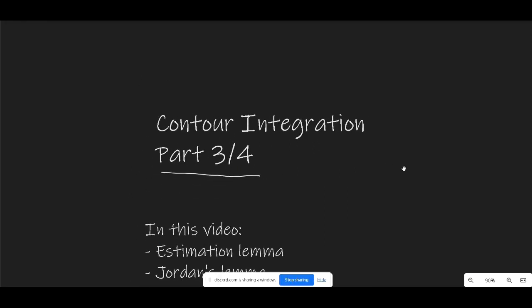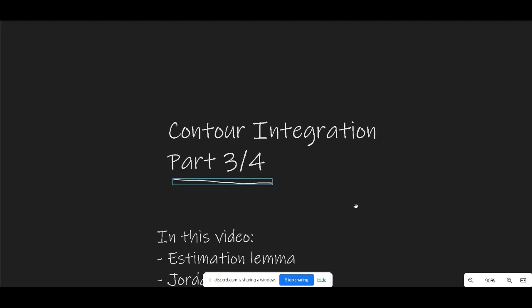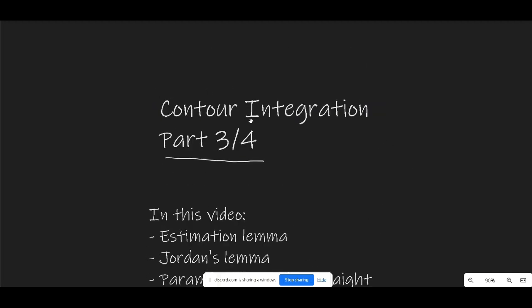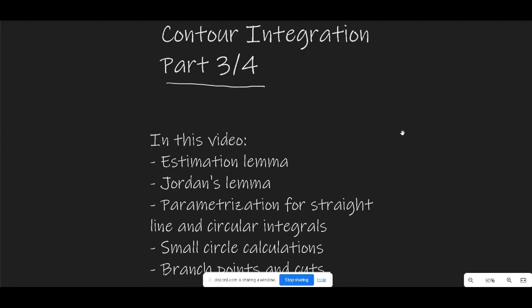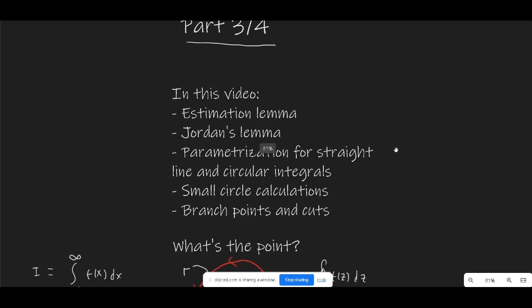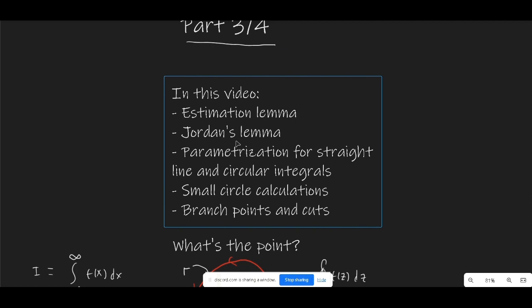Hello guys, and welcome to another calculus video. In this video, first of all, this is contour integration tutorial 3 out of 4. This is where we're going to get into the real nitty-gritty of evaluating contours in the complex plane. So in this video we're covering the estimation lemma, Jordan's lemma, parameterization for straight line and circular integrals, small circular calculations, and we're going to dip our toes into branch points and cuts, but we're not going to completely cover those topics. We're going to leave a little bit of that for the next video because it'll make more sense in the next video.